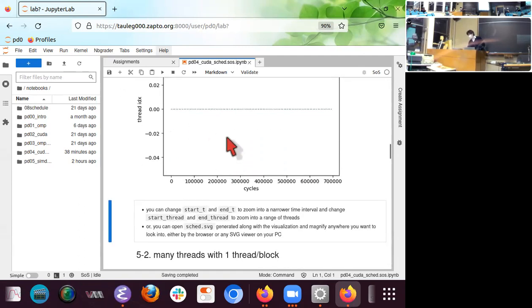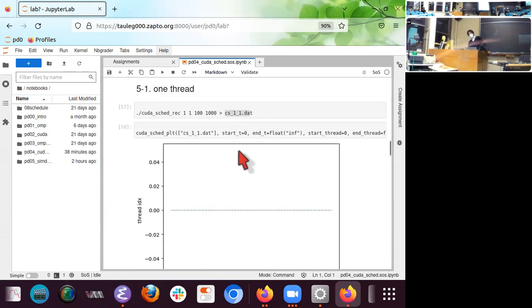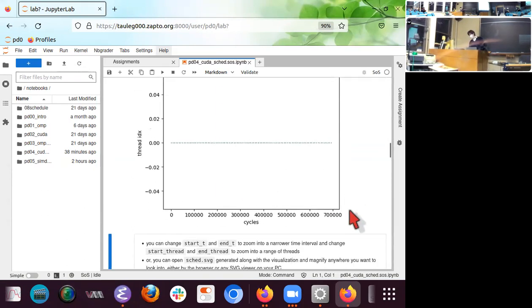And how many clocks did it take? It's something like 700,000 clocks. So how many times did you actually do this AX plus B operation? It is 100 by 1,000 times. So it performs AX plus B 100,000 times. 700,000 clocks is the time it took to perform AX plus B 100,000 times. So the simple calculation tells you that a single AX plus B took something like 7 GPU clocks.